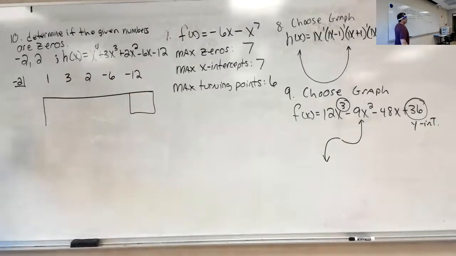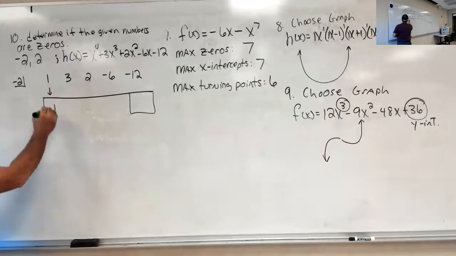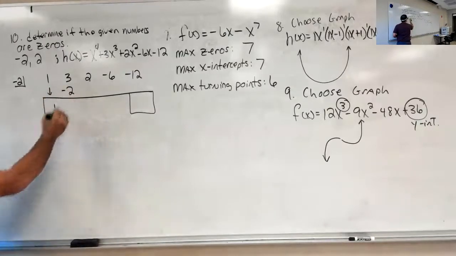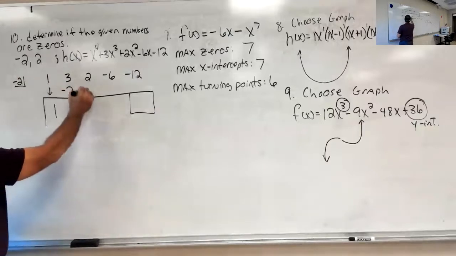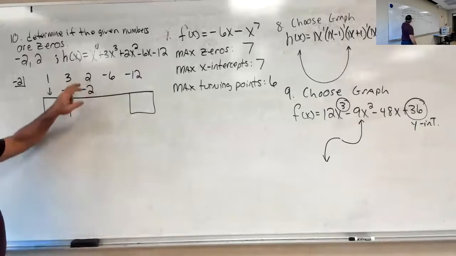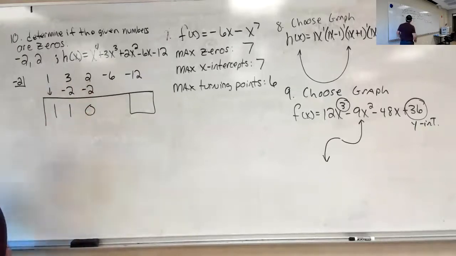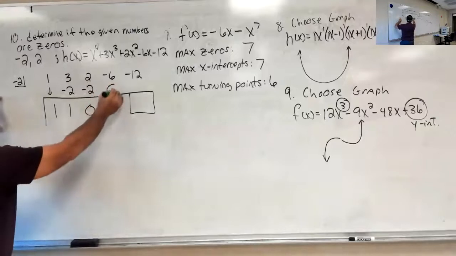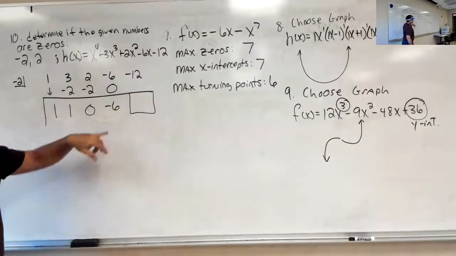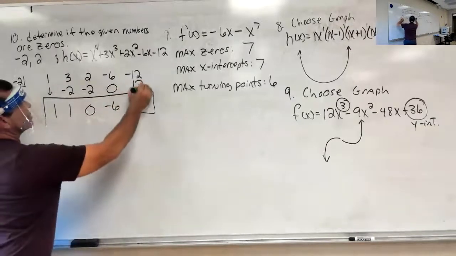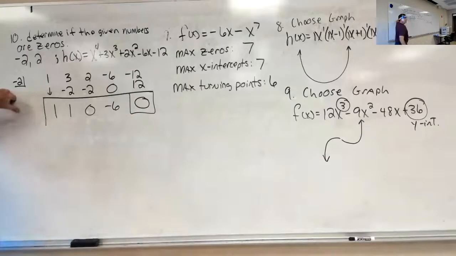Then, hopefully y'all like this synthetic division now. Bring that first number down. Then you're going to multiply 1 times -2 is -2. 3 and -2 give me 1. 1 times -2 is -2. 2 and -2 give me a 0 when I add. 0 times -2 is 0. -6 plus 0 is -6. Only that, -6 times -2 is a positive 12, which gives me a 0 remainder. So -2 is definitely a yes.